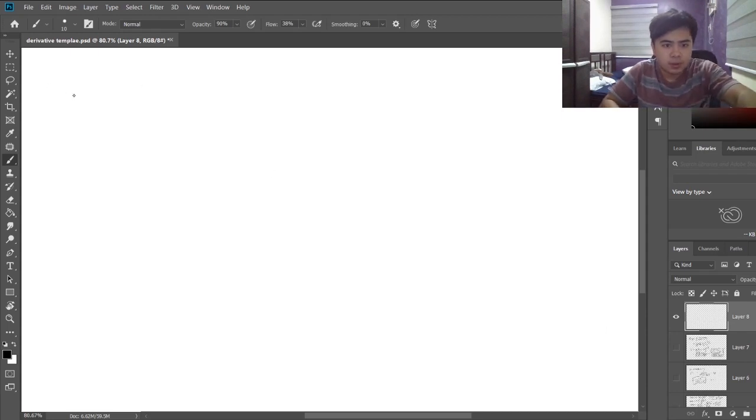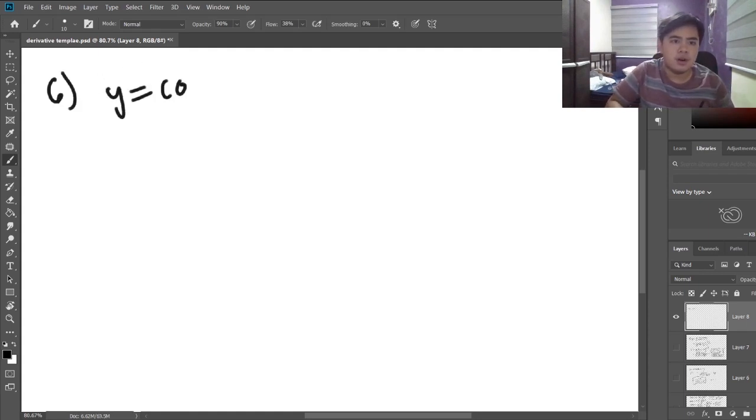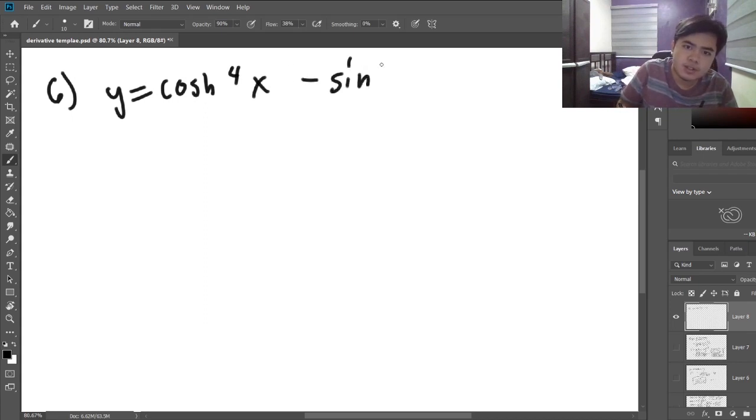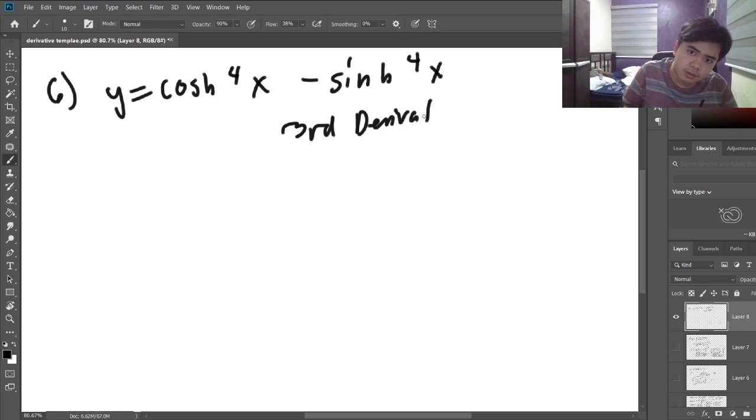Question number 6. y is equal to cosh to the power 4 of x minus sinh to the power 4 of x. So in here you could brute force it. It's quite easy, but we need to find the third derivative. So in this case, it's going to be hard to just brute force this entire thing. So no brute forcing for us. We need to simplify this further.